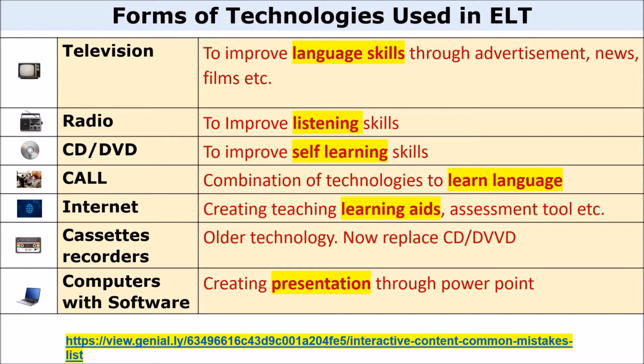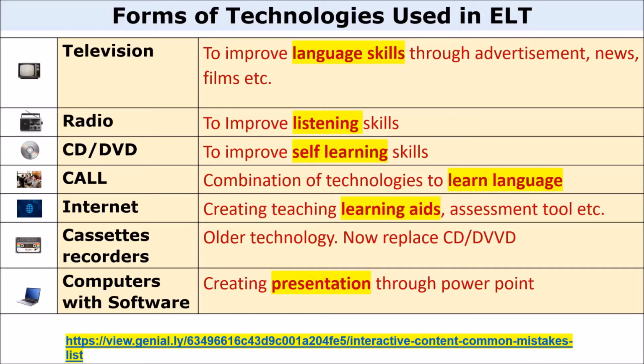Through television you can improve language skills in the classroom, right? Especially through advertisements. It may be news or films. By showing news or advertisements, your students may improve their language skills. Then radio, that's a somewhat older type of application. Also, it is important to improve listening skills. Then CD and DVD is another type of form. Especially they are used to improve self-learning skills.